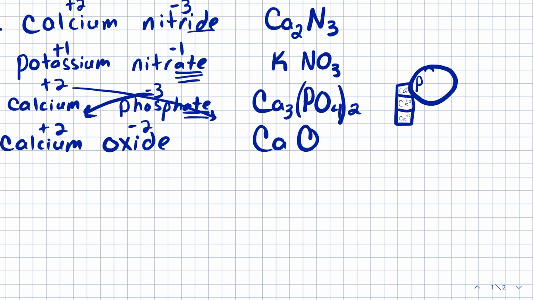PO4, which is a -3, PO4, which is a -3. Size is not proportional, so don't worry about that. The point is that I'm showing you that I have 2 phosphates. It's the phosphate compounds that I have 2 of.